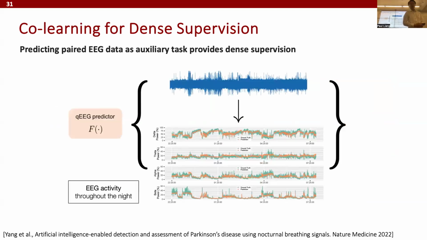Right, so that's what it looks like. You take in your breathing data and you predict EEG activity throughout the night. And again, they show that the better you're able to predict EEG data, the better you could also learn representations to predict early onsets of Parkinson's.